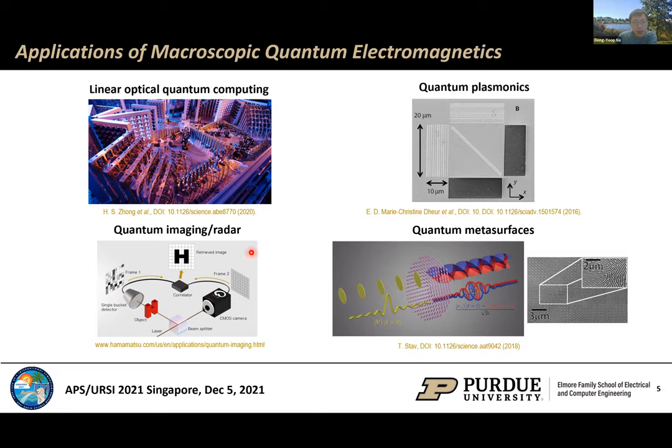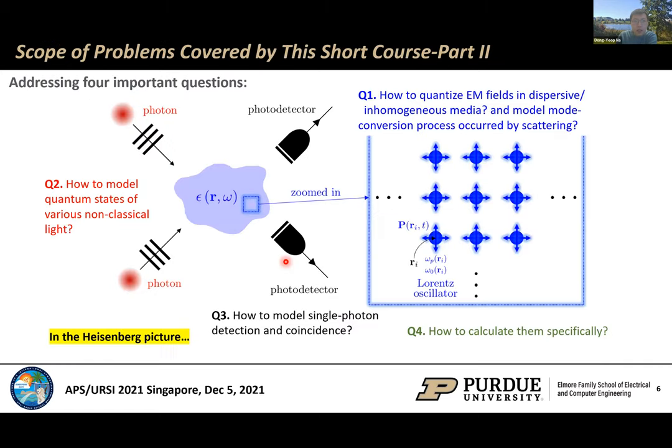Another important application is quantum imaging or radar systems that can have super resolution or higher sensitivity than that of classical imaging systems by using entangled photons. So this is the scope of problems that we want to address in this talk.